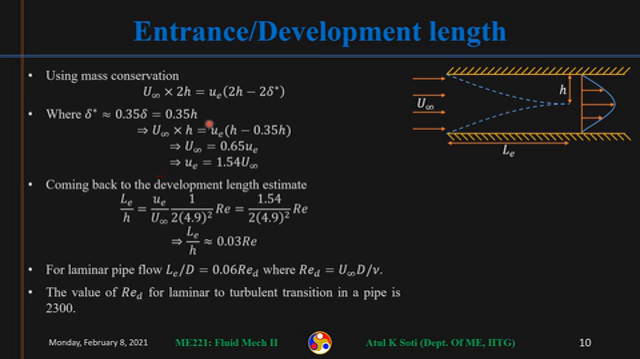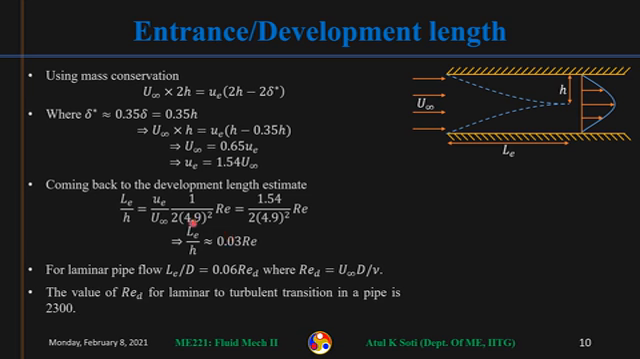Coming back to what we were deriving, we have found that ue and u infinity are related by this. So we can use that and put it back into our formula for development length. That was h by le, I have just reversed that. Le by h is equal to ue by u infinity times 1 upon 2 times 4.9 square root of Re. ue by u infinity is 1.54. So finally le by h will come out to be 1.54 by (2 times 4.9 square root of Re), and this we can calculate. So le by h will come out to be approximately 0.03 Re.